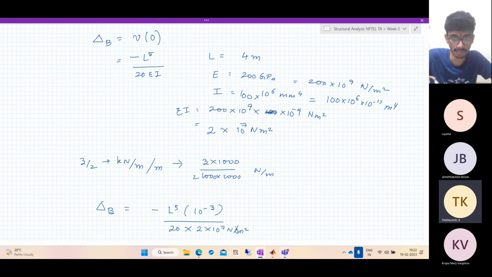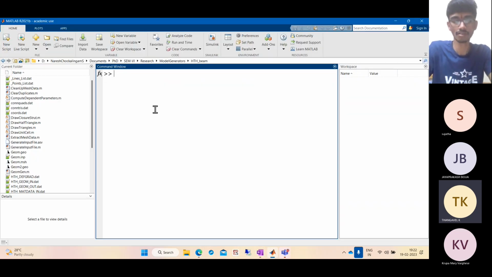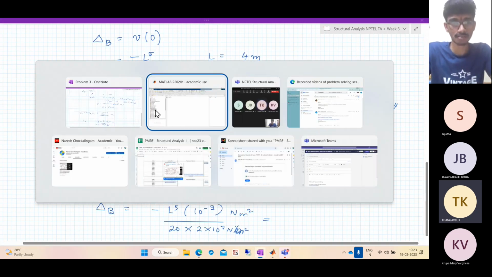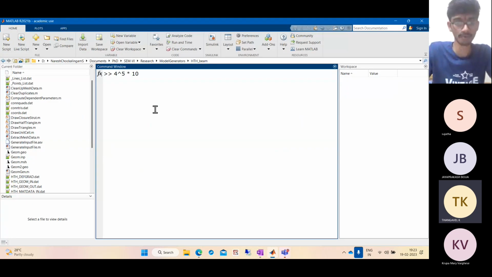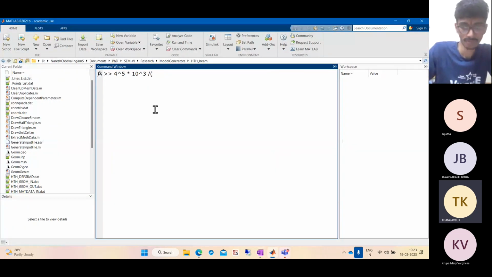Newton meter square, not Newton per meter square, Newton meter square. This is also Newton meter square. So how much is this? Let us find out. L is 4 meters, right? So 4 power 5 star 10 power 3 divided by 20 star 2 star 10 power 7.